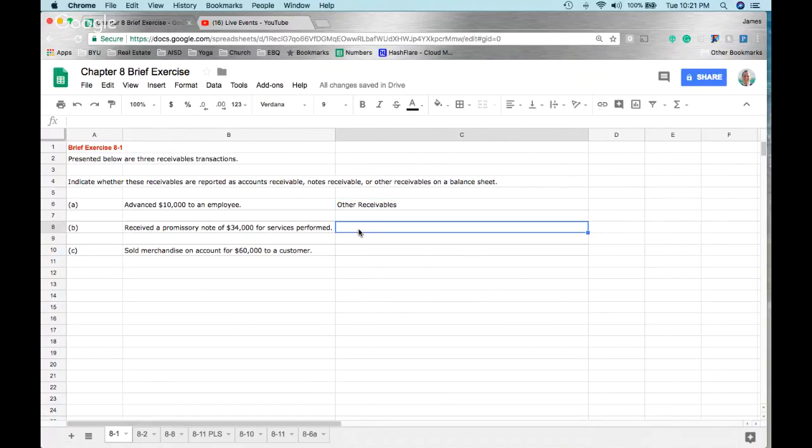Received a promissory note of $34,000 for services performed. That is loaning $34,000 to a customer, and that would be notes receivable. And then we sold merchandise on account for $60,000 to a customer. So that'll be accounts receivable because we'll receive that $60,000.